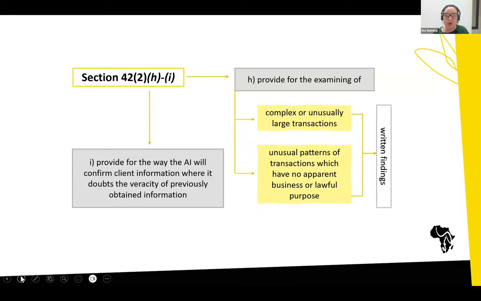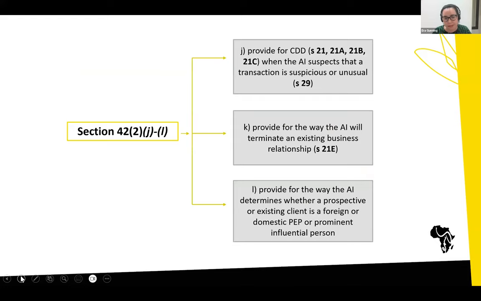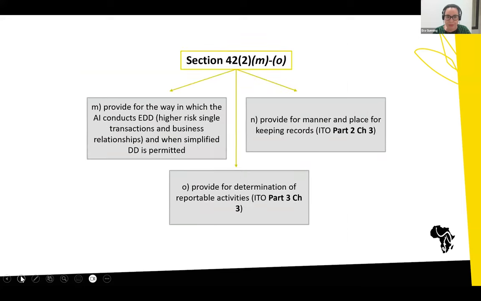You have to deal with how you are going to examine complex and unusually large transactions and unusual patterns where it seems like you are being used for money laundering purposes. You have to deal with customer due diligence, ongoing customer due diligence, and what you're going to do if you suspect that a transaction is unusual. How are you going to terminate an existing relationship if you cannot FICA the person? And how are you going to determine whether a person is a politically exposed person or prominent influential person?